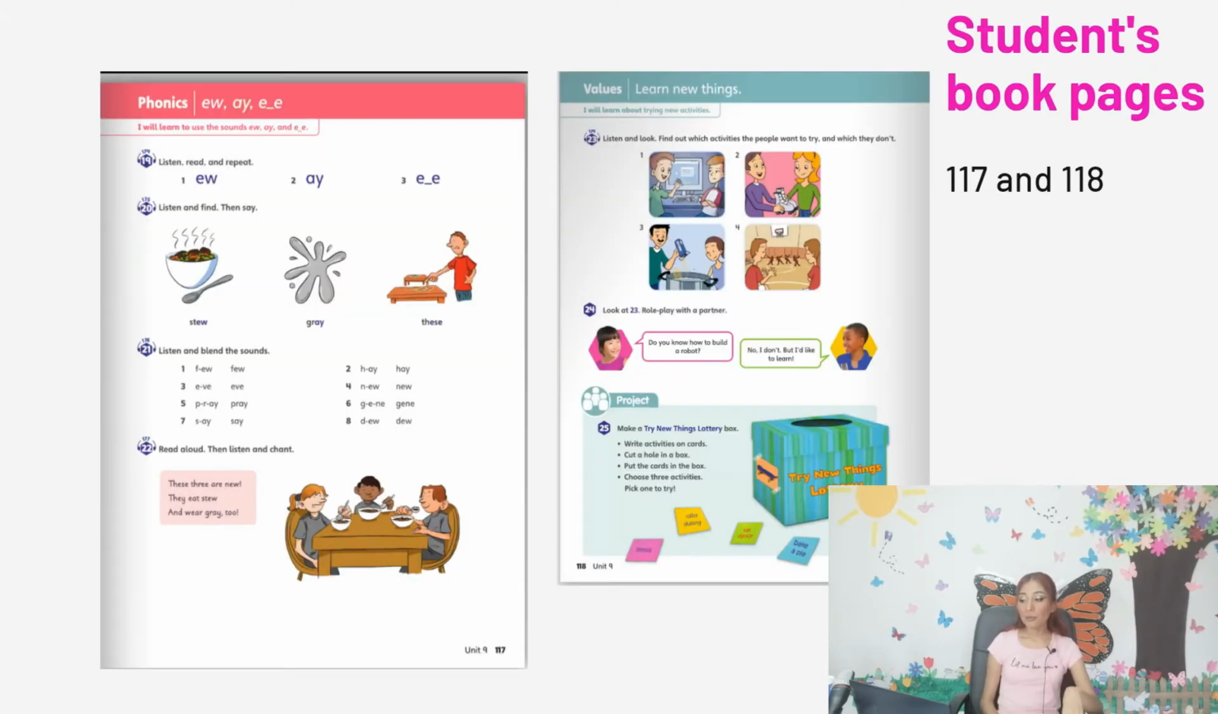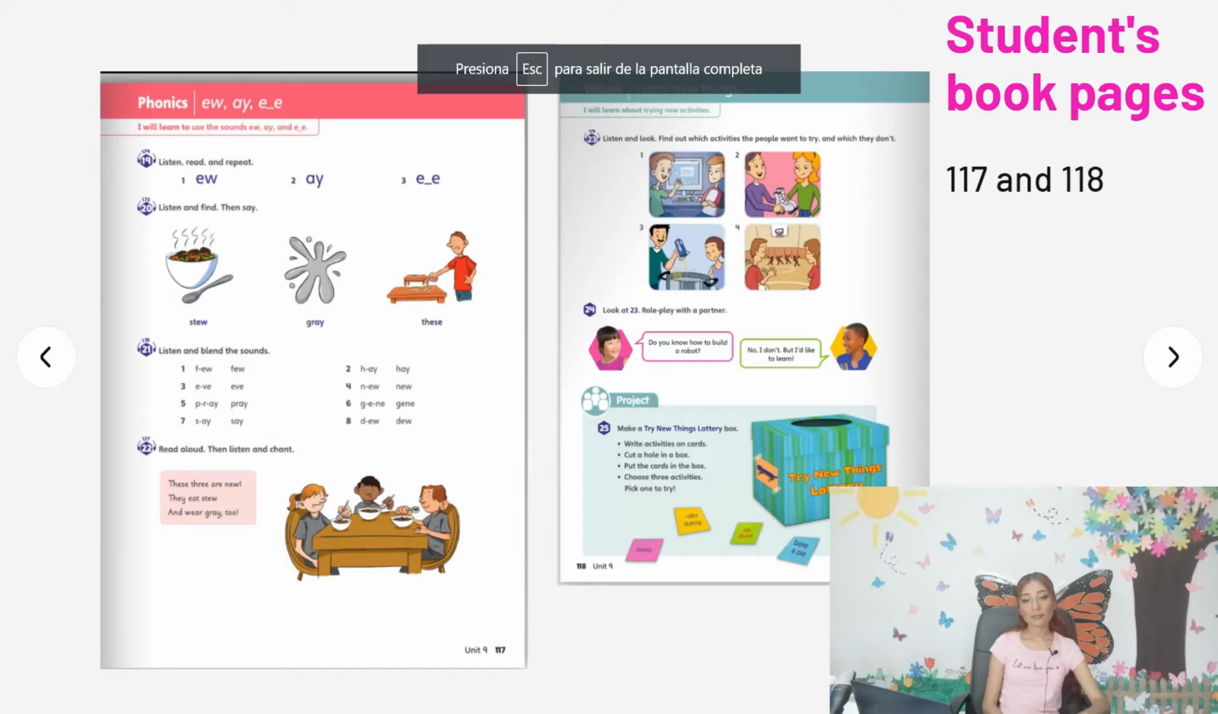Now, I think that we are ready to go to the students' book, two pages that we have for today, 117 and 118. We have activity 19, and it says listen, read, and repeat. Number one, number two, and number three. So I'm going to play the audio. Pay attention to it. So let's do it.